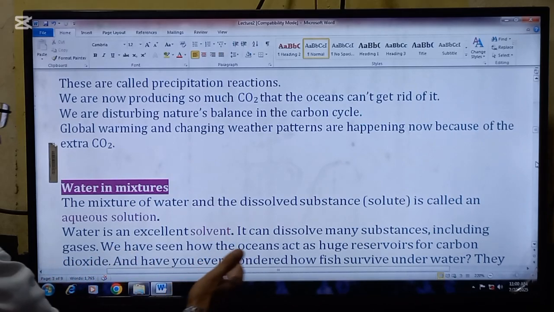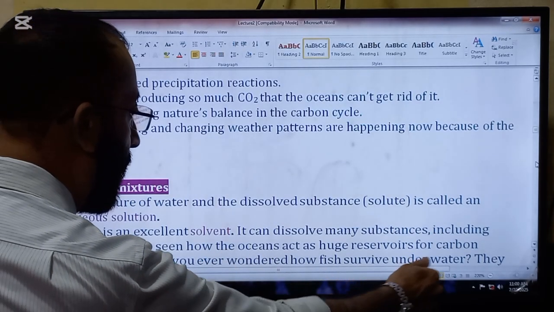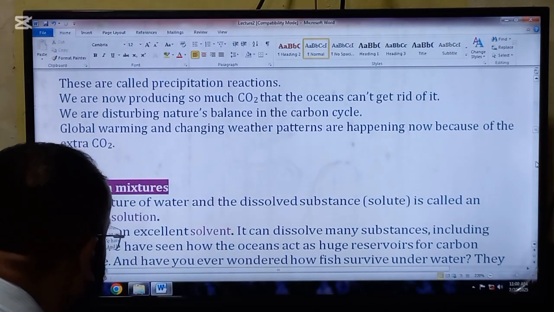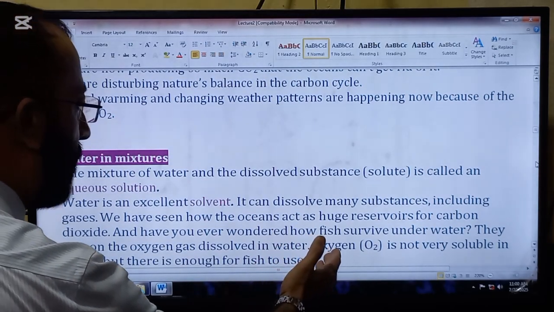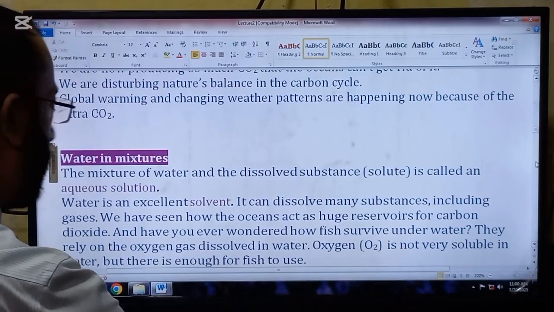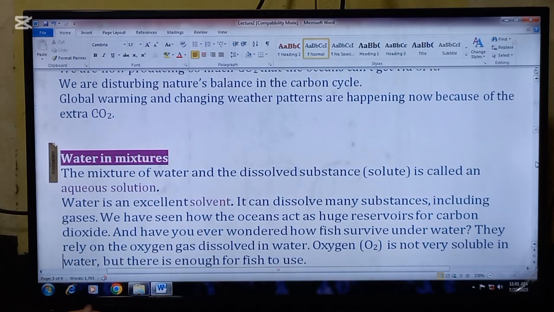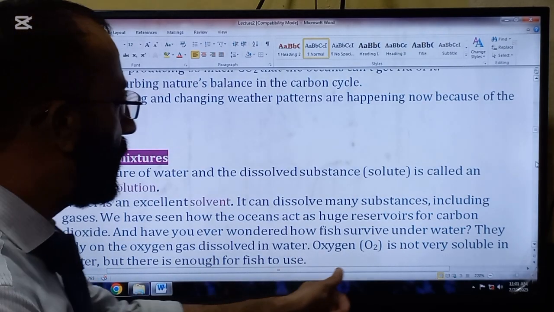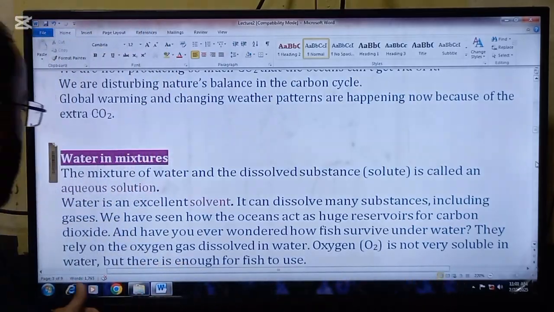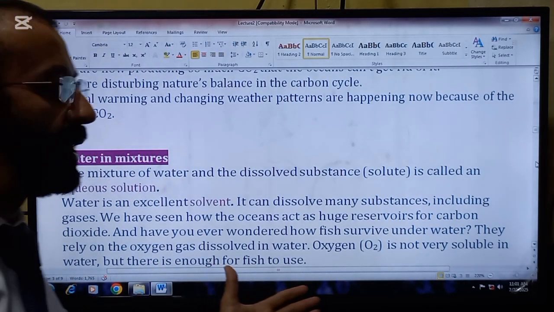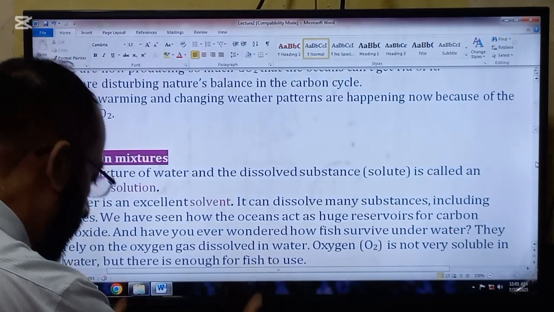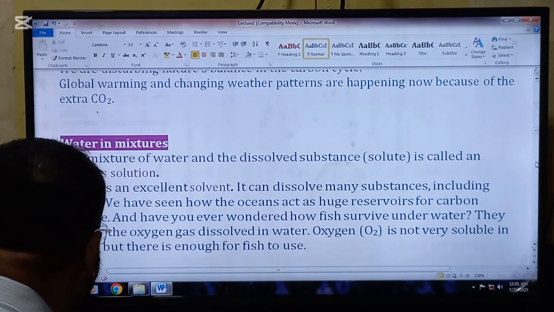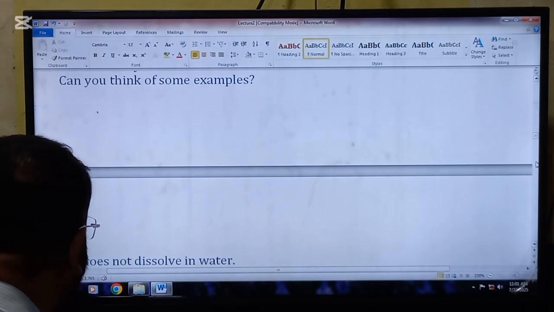We have seen how the ocean acts as a huge reservoir for carbon dioxide. And have you ever wondered how fish survive underwater? They rely on the oxygen gas dissolved in the water. Oxygen is not very soluble in water, but there is enough for the marine creatures. So this is how the marine creatures survive in the water.